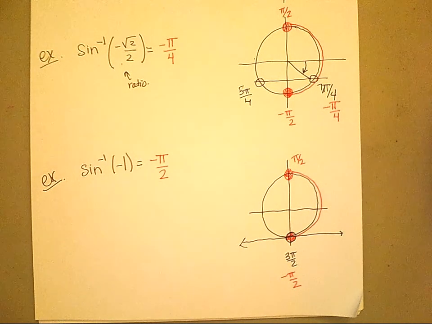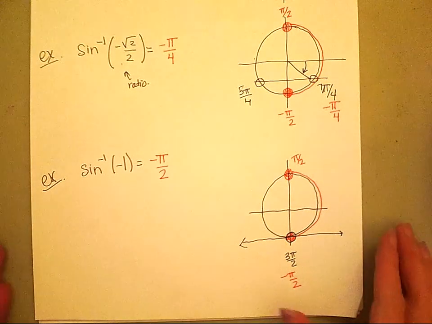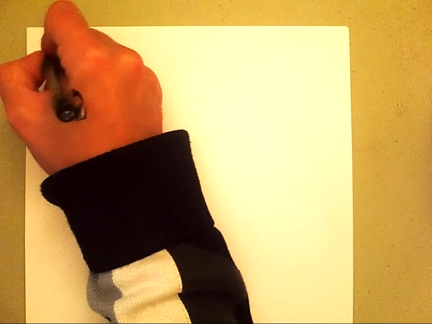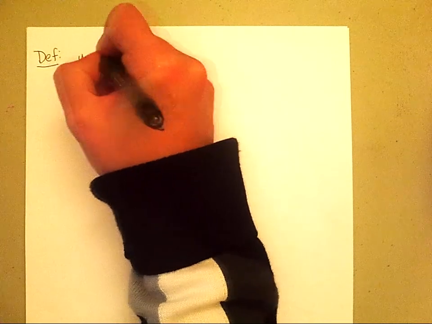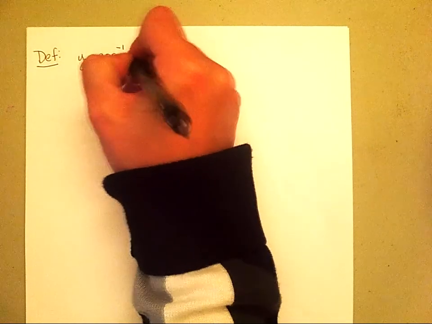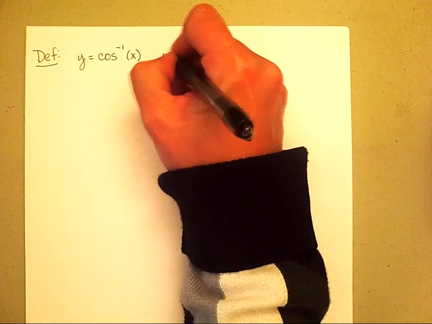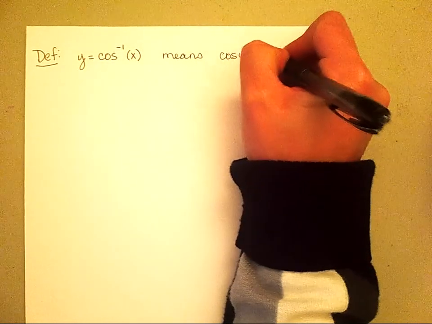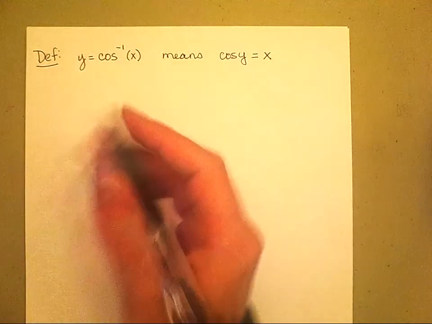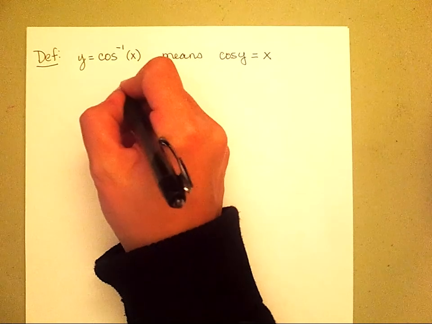Okay, let's keep going with the inverse cosine. There's plenty of time to practice this with your homework, and it will take some practice. This is where coterminal angles are going to be very important. Without building up all of the inverse cosine again, if we have y equal to the inverse cosine of x, that means the same thing as the cosine of y is equal to x.